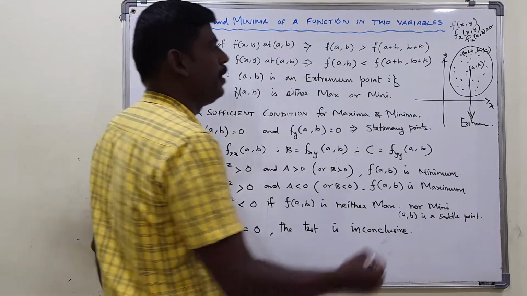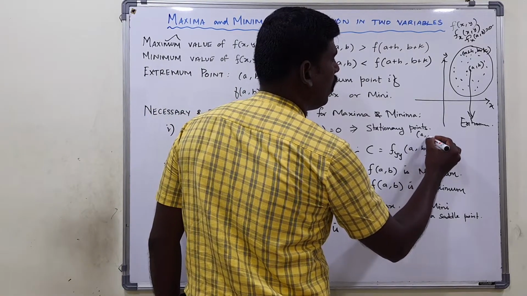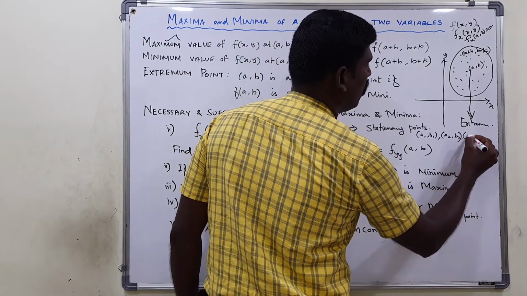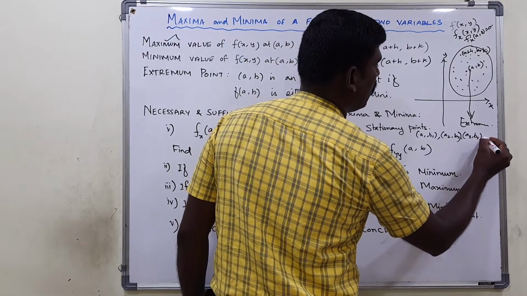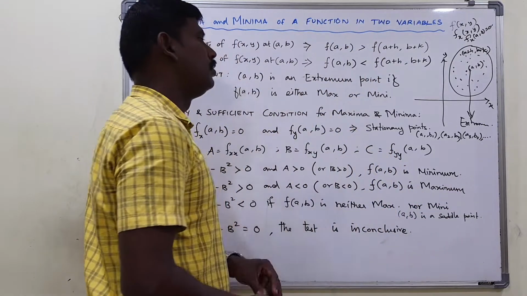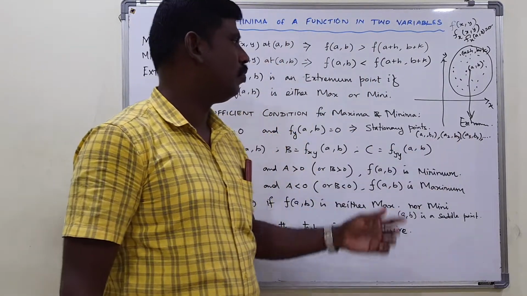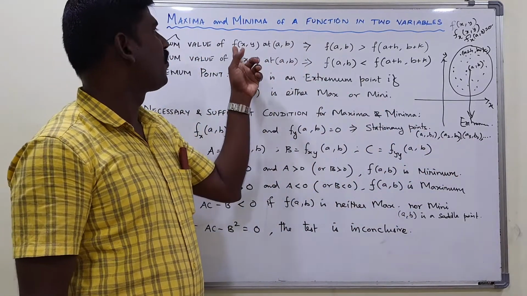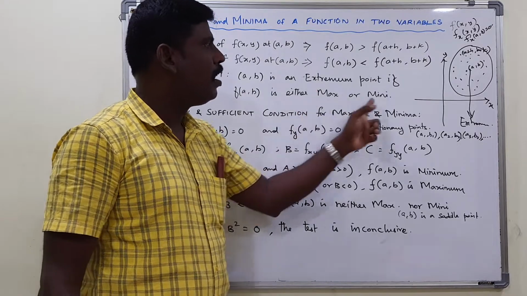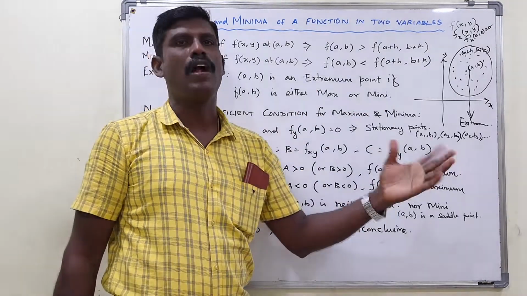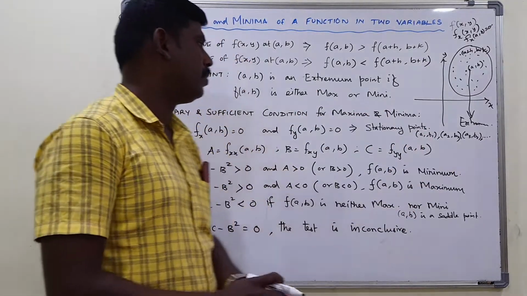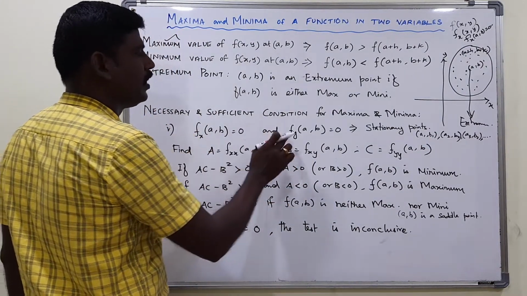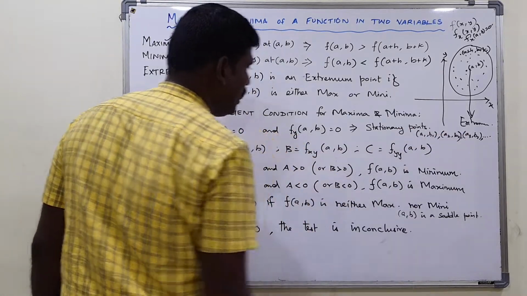Stationary points means you can get a1 comma b1, a2 comma b2, a3 comma b3, like that. What do you mean by stationary points? At these points f of x comma y takes either a maximum or a minimum, or neither a maximum nor a minimum. So just finding fx and fy and equating to 0, you can get the stationary points.